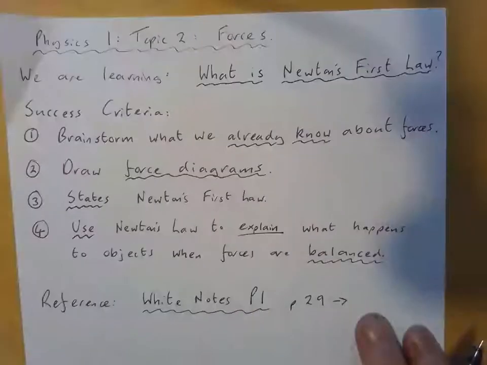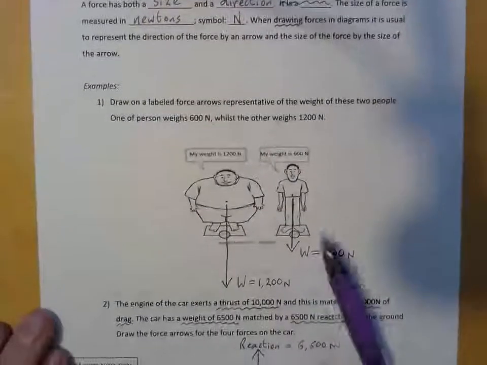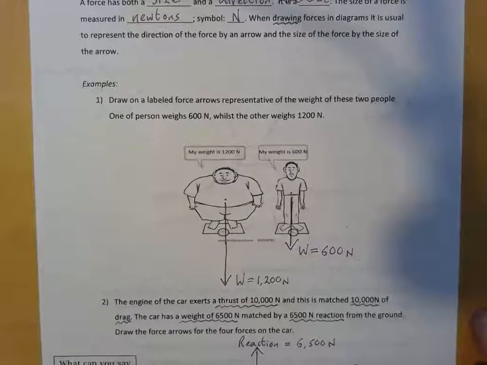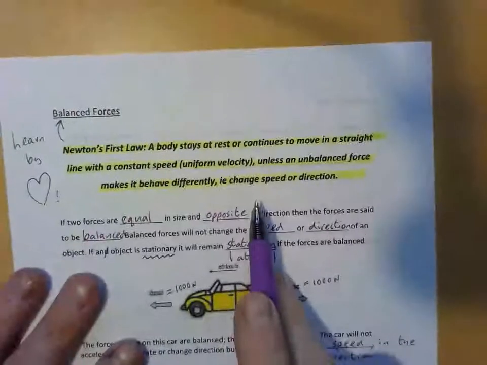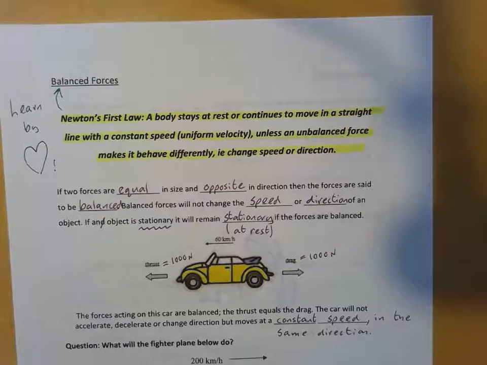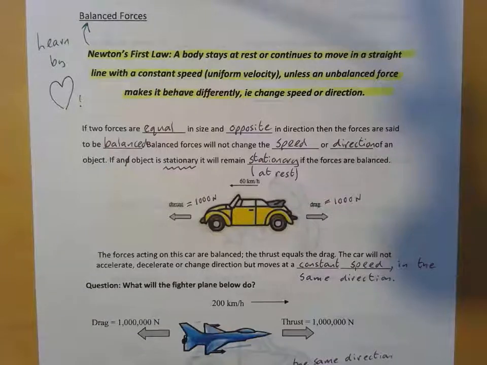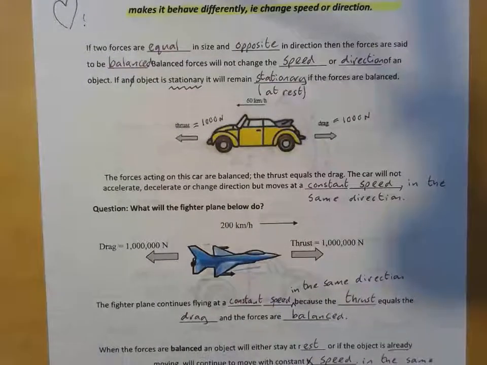Okay. Did we draw some force diagrams? Yes, we did. So the idea that a force can be represented in a diagram by an arrow, and the arrow gives its size and its direction. Did we state Newton's first law? Yes, we did. There it is, stated and highlighted. And you need to know it by heart. And number 4, did we use the law to explain what happens? Well, yes. So we considered the example of the bottle just sitting on the table. We considered the bottle rolling along the table at a constant speed. And then we thought about the car and the fighter plane as well.